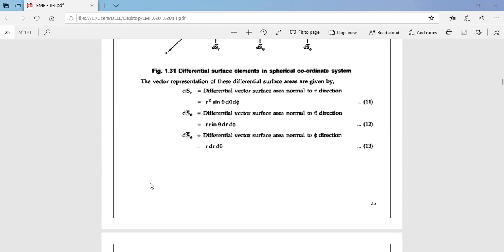Say, as an example, A would be 2x AX plus 4y AY plus 8z AZ, right? Vector B would be some other value, x AX plus y AY plus z AZ.